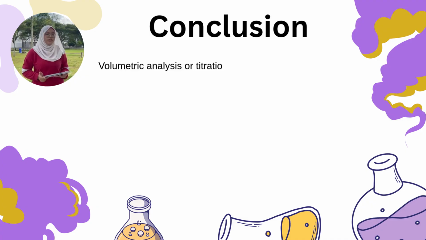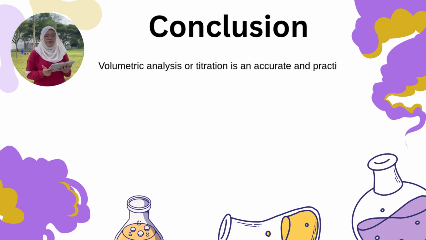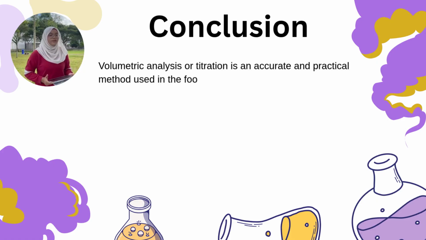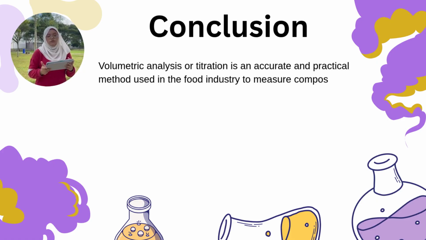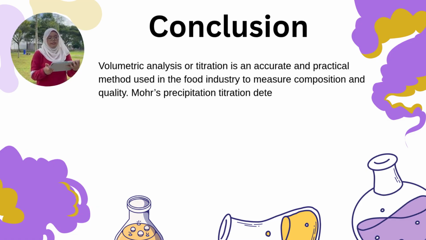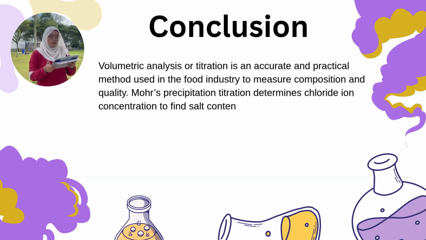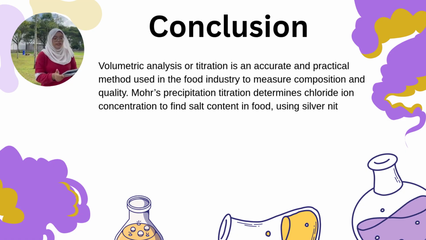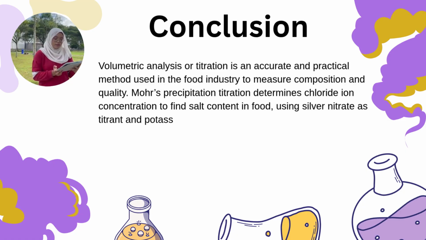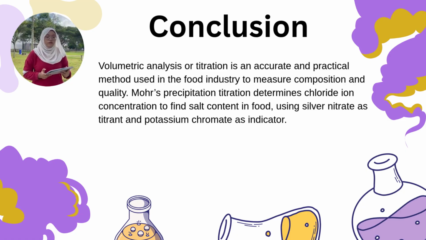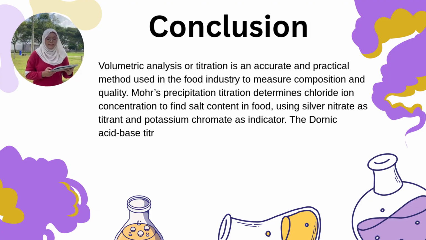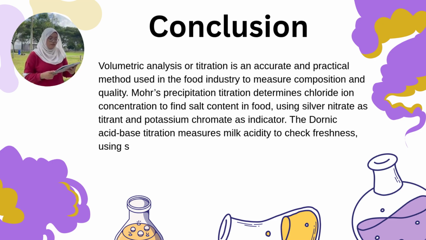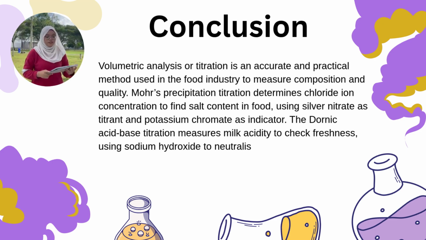To conclude, volumetric analysis or titration is an accurate and reliable method used in the food industry to measure food composition and quality. We discussed two titration methods: precipitation titration, which determines chloride ion concentration to measure salt content, and Dornic acid-base titration, which measures the acidity of milk to check its freshness.